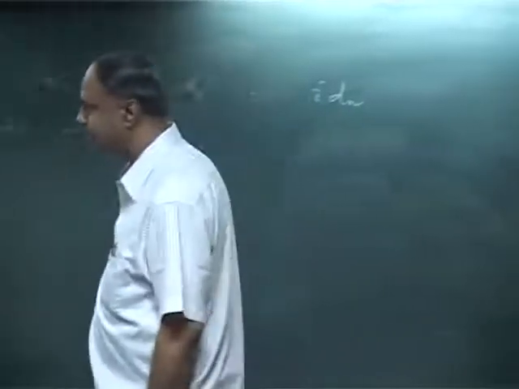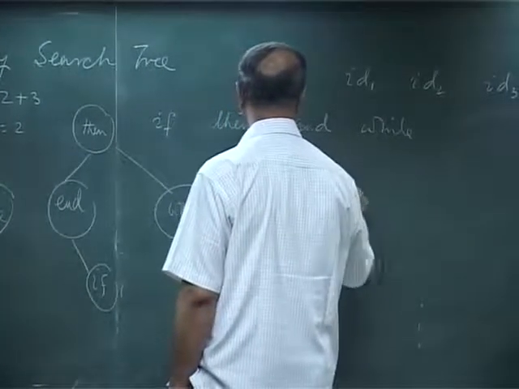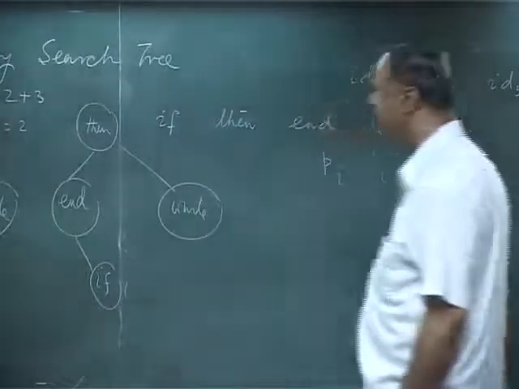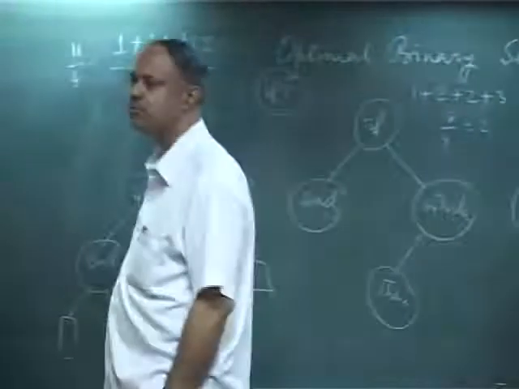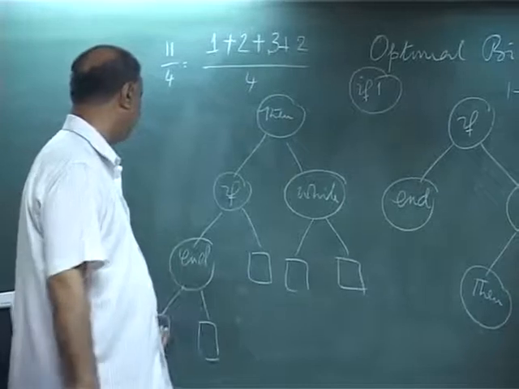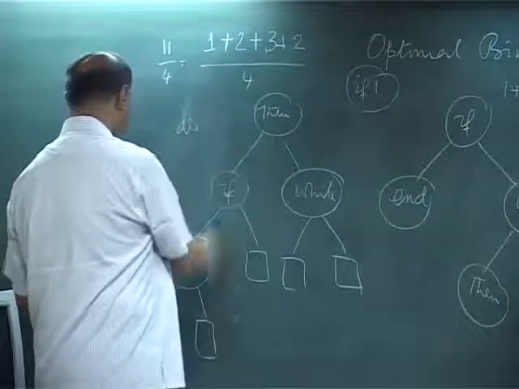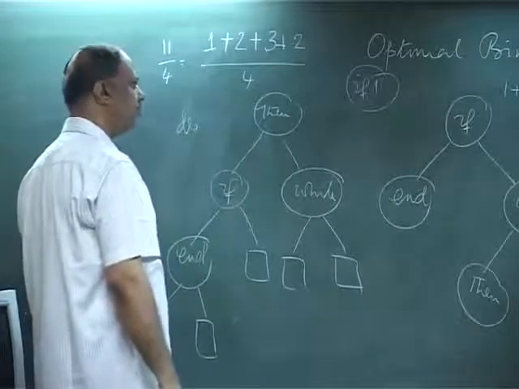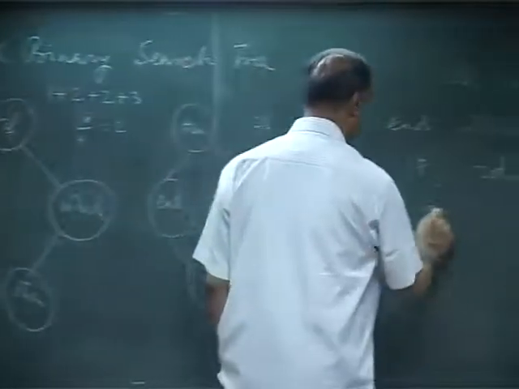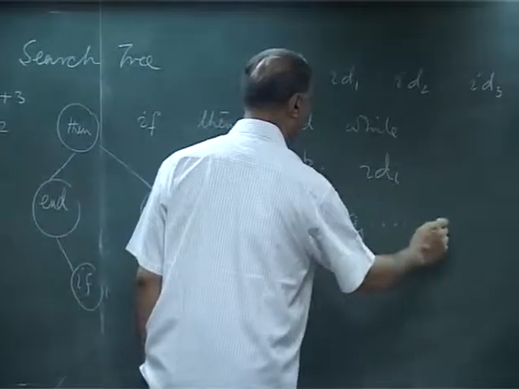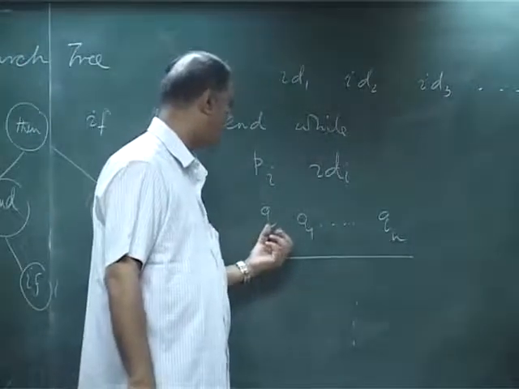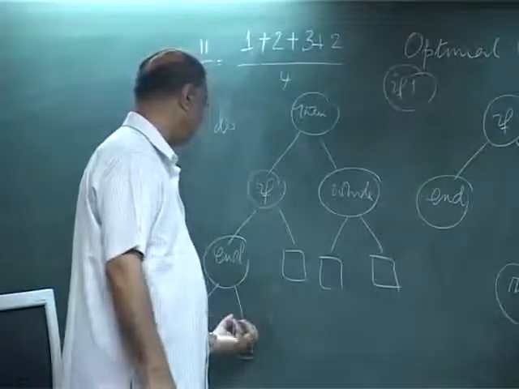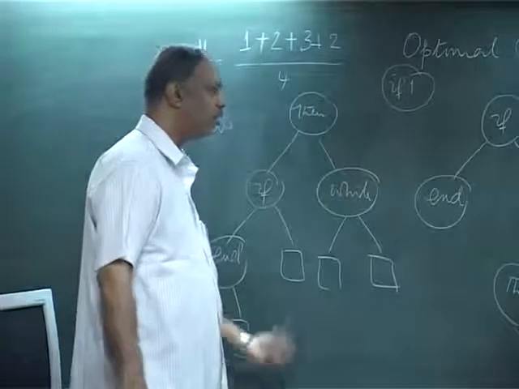So one part is that for identifier ID1, the probability of successful search is Pi. And you observe that if I have N identifiers, then there will be N plus 1 failure searches. If I have one item, say D2, and in that case it will come here because it does not exist, so it becomes a failure search. So there will be Q0, Q1, Q2, Qi, and Qn, that many. These are the probabilities for unsuccessful search. That means this unsuccessful search leads to this class of items, and so on.